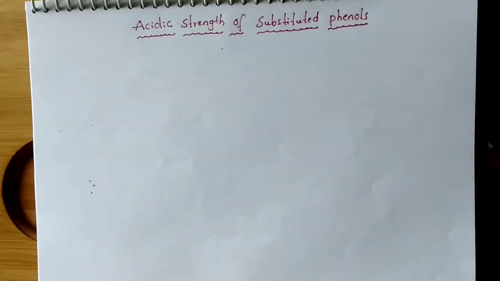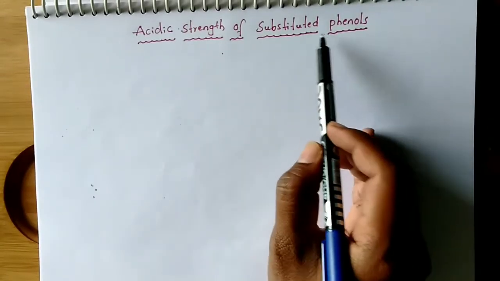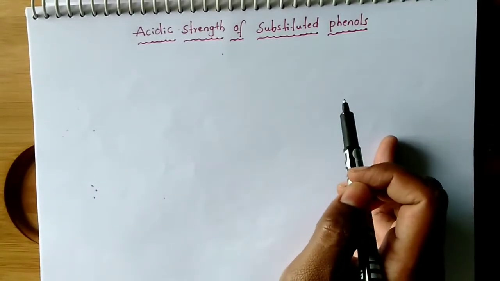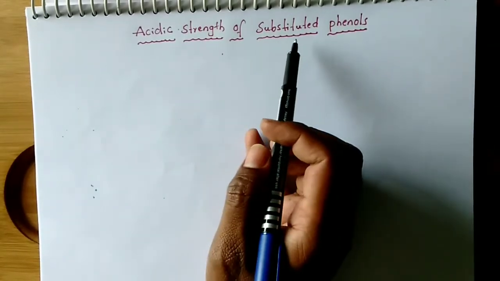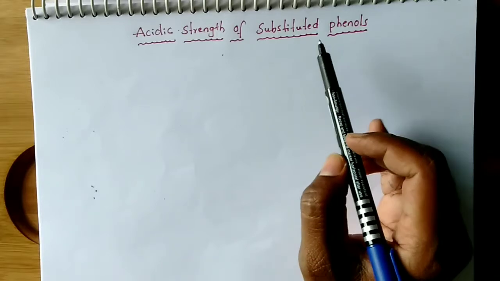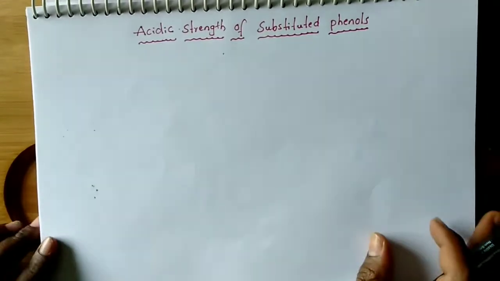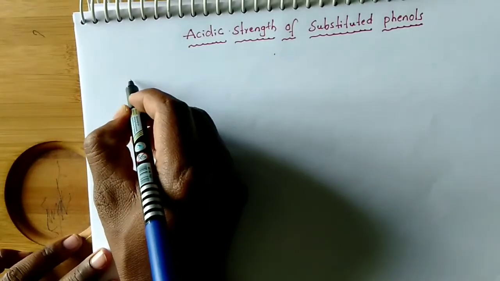Hello everyone. In this video, let us learn acidic strength of substituted phenols. Substituted means whether the phenol is substituted with an electron withdrawing group or an electron donating group. So here, what is phenol?